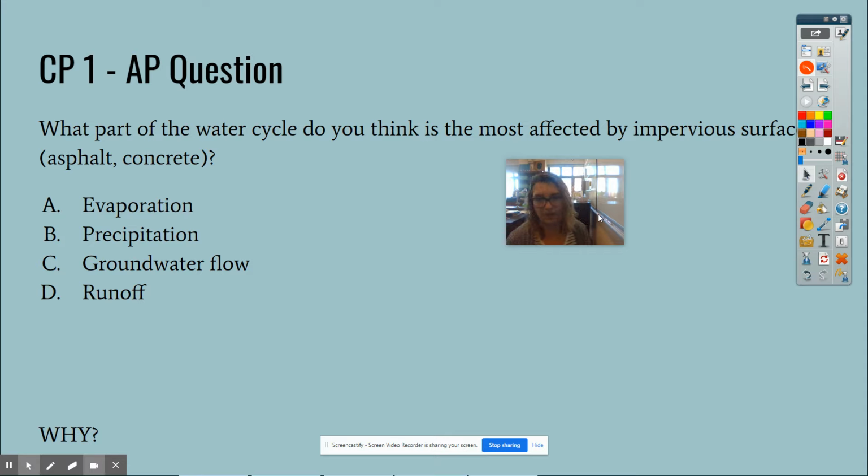So you're just thinking it in your head. Have you thought of it? All right, so the answer is D, runoff. It increases the amount of runoff into rivers, lakes, and streams because the soil can't absorb it. So instead it's running off into other places.